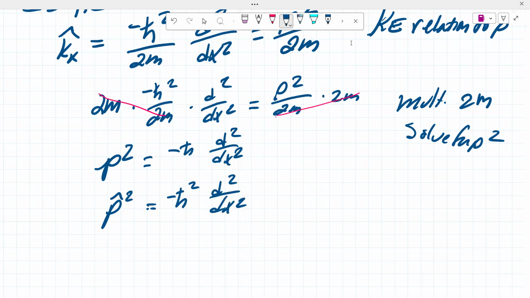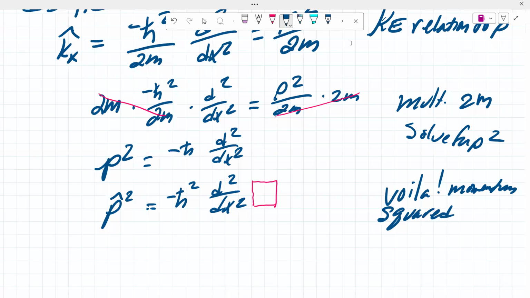So now after our discussion from last time, you should not be too upset that there's not actually a function here, it being an operator. We recognize the fact that there's actually a box here where we're going to fill something in. So this is, voila, the momentum squared operator.